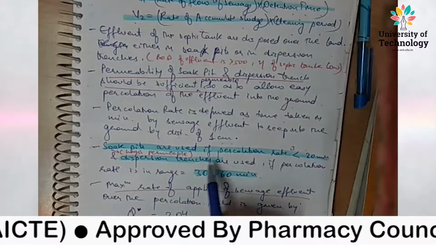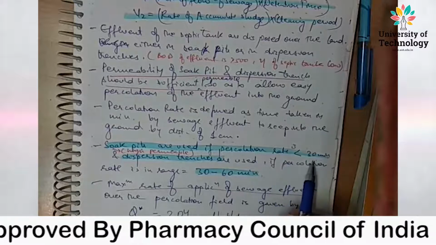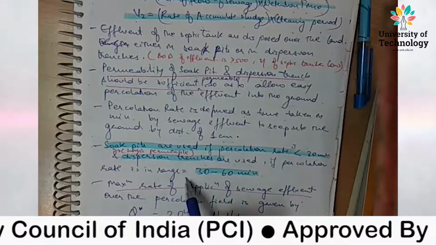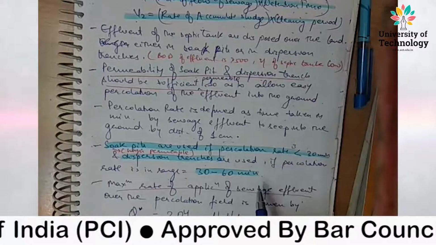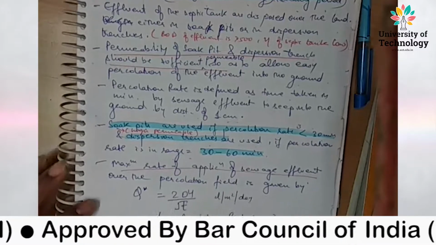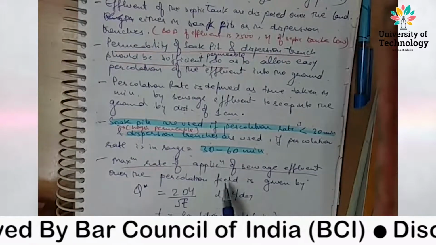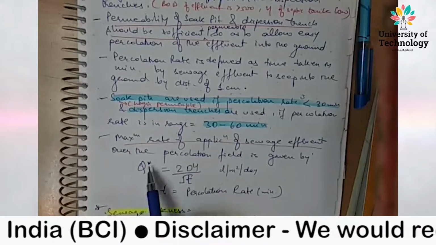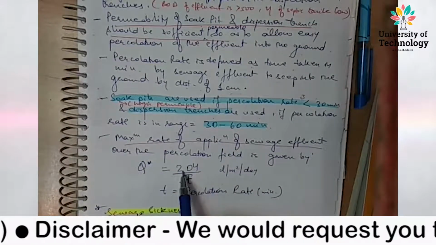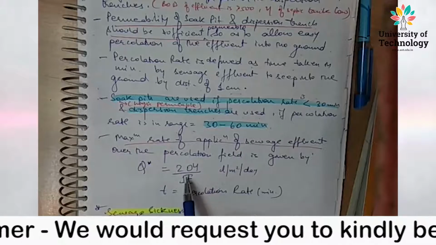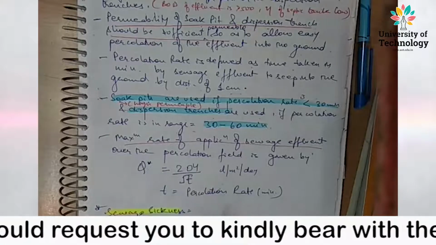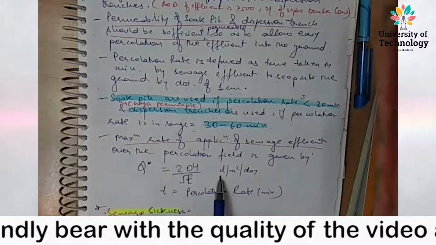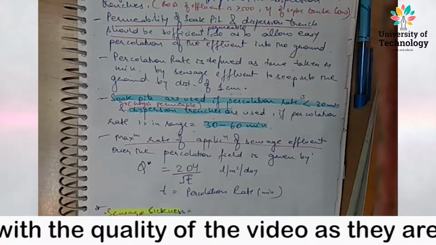Soak pits are used if percolation rate is less than 30 minutes, and dispersion trenches are used if percolation rate is in the range of 30 to 60 minutes. We decide accordingly. And this is the formula for rate of application of sewage effluent. It is Q = 204 divided by the square root of time of percolation rate in minutes, and this unit is liter per meter square per day.